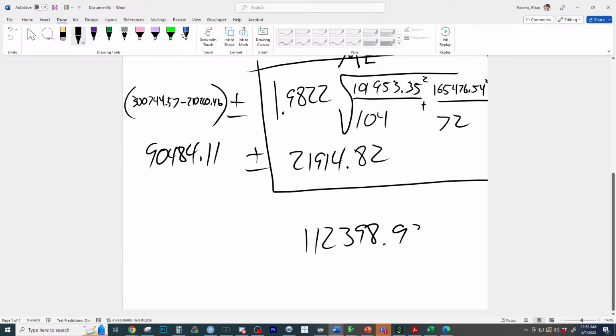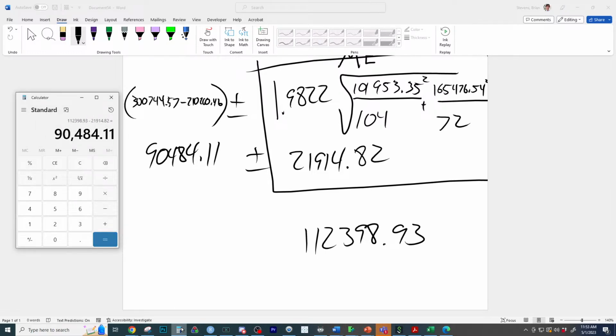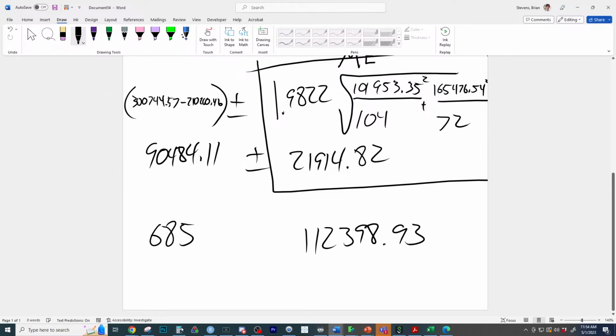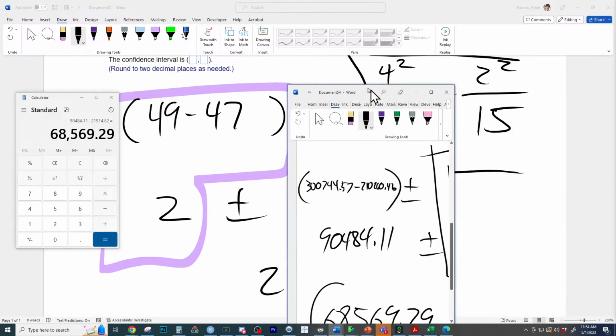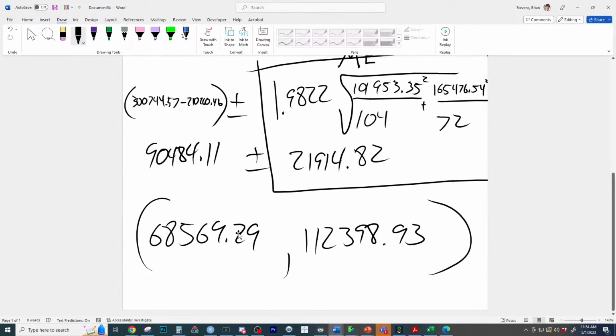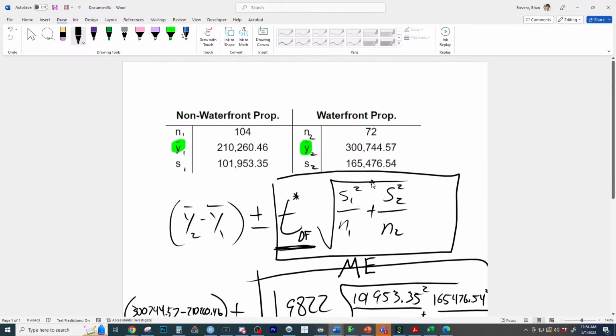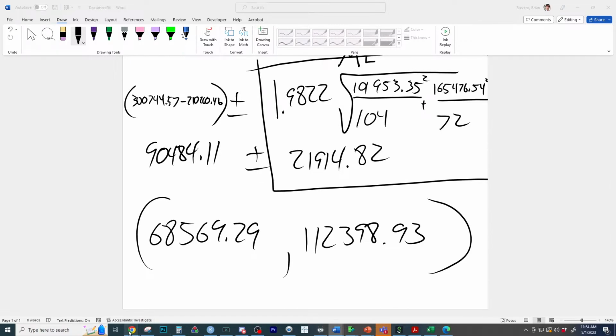112,398.93. Now we're going to subtract it twice. If you subtract the value twice, I already copy pasted it. You go back to the center, and then you go down to the lower of the interval. 68569. And the easiest way to make errors on this is to make a math error. This one is a little bit interesting, and it's good practice understanding what you're doing, what the t is, what the notation is, and there's the interval at the end.